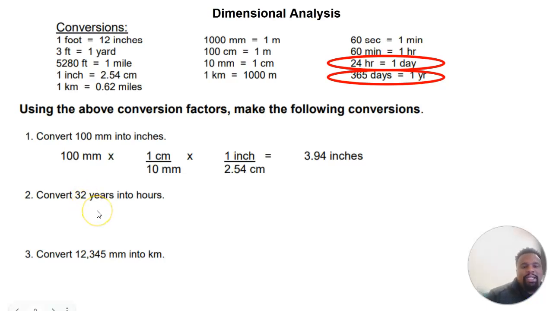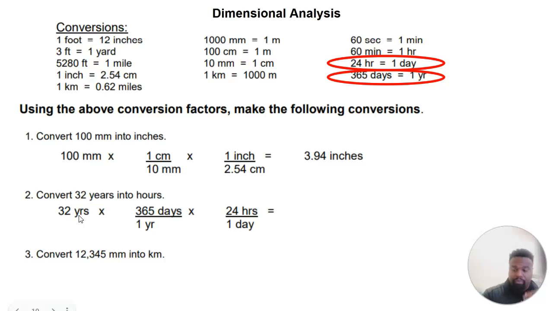So we want to multiply 32 times 365 over 1 year, because remember, 1 unit has to be in the numerator, 1 unit has to be in the denominator, so they can cancel out. Look at your days. 1 unit has to be in the numerator, and in the conversion the other has to be in the denominator, so the unit can cancel out.